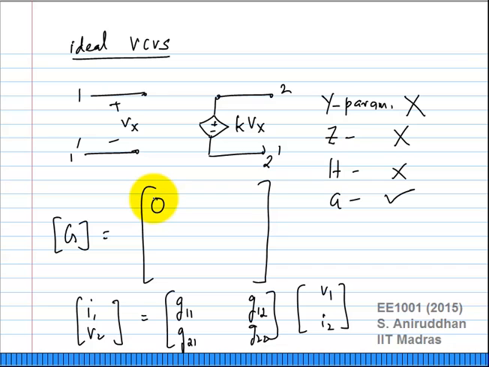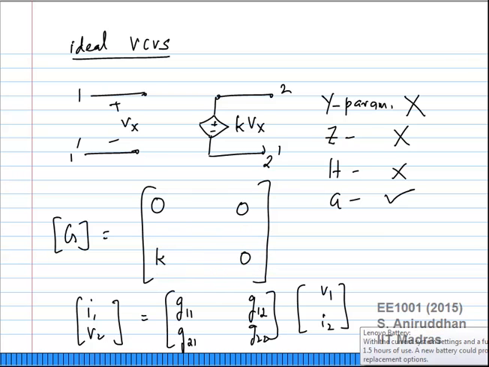This should be very straightforward. G12 is also 0. What about G21? G21 is K and G22 is 0. Okay. Your G parameters for this ideal voltage control voltage source will look like this. It will be 0, 0, K, 0.